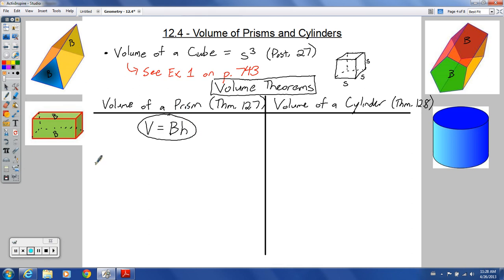We could have different kinds of prisms though, so I want you to draw, we're basically going to draw these three types of prisms, just as examples. So these are some examples of prisms you might have. So this would be a rectangular prism. This is rectangular. You could have a triangular prism.